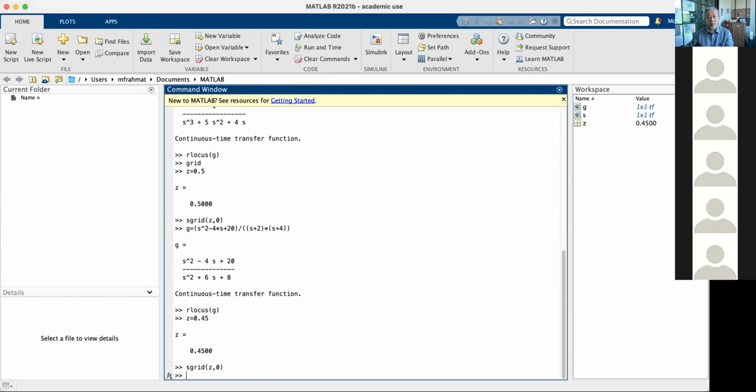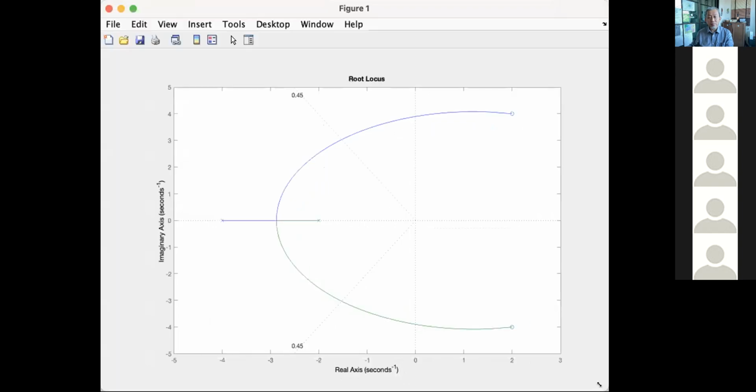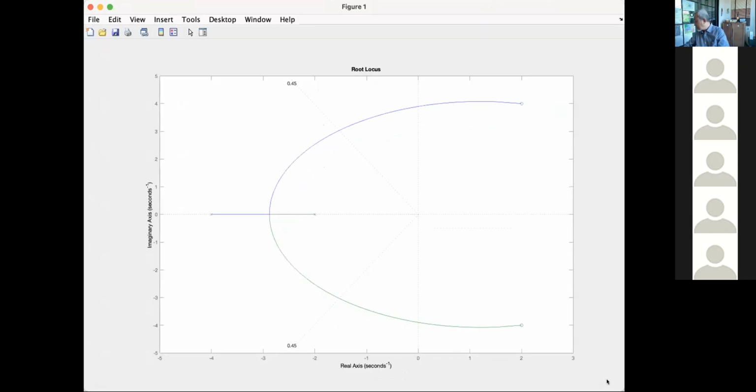So kenapa tak nampak? Because I don't share. So I have to share here. Can you see the plot? Can you see the plot, guys? Guys, can you see the plot? Yes, Doctor. Okay. Ni Azim. Yes, Doctor. Ni Muhammad Azim. Right. Ya, saya.